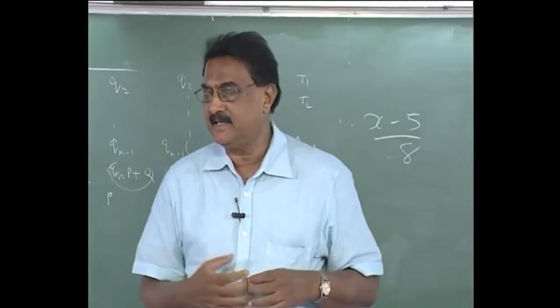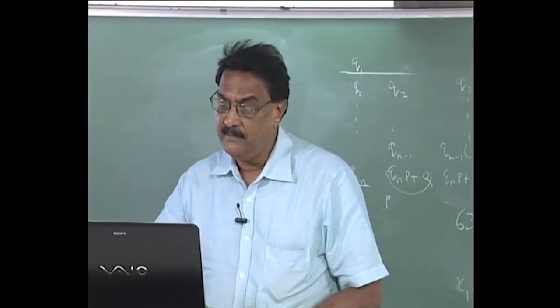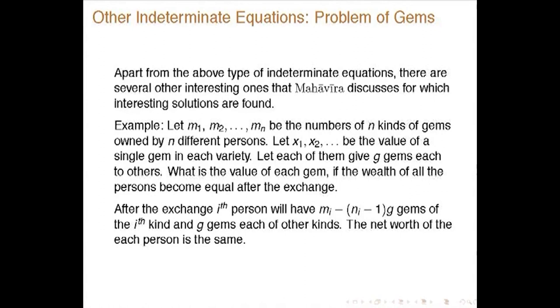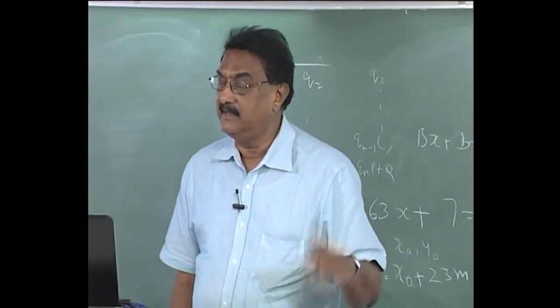So, this is one kind of linear indeterminate equation, and of course, that is one of the most important, but Mahavira considers several kinds of indeterminate equations which are of interest. Another of them, apart from this Kuttakara, is Vallikara Kuttakara, which is the following problem he considers. For instance, let m1, m2, ..., mn be the numbers of n kinds of gems. There are n persons, each of them has some different kind of gem, some are diamond, some are emerald, things like that.